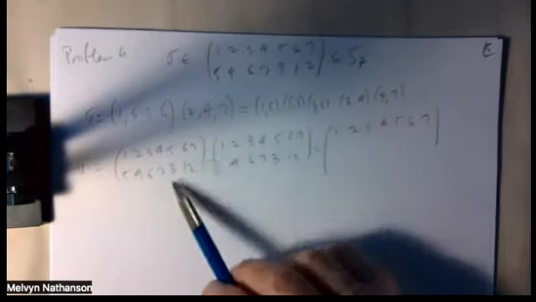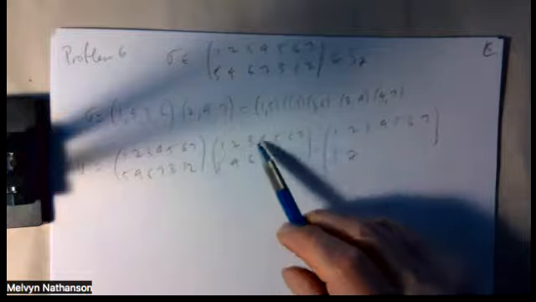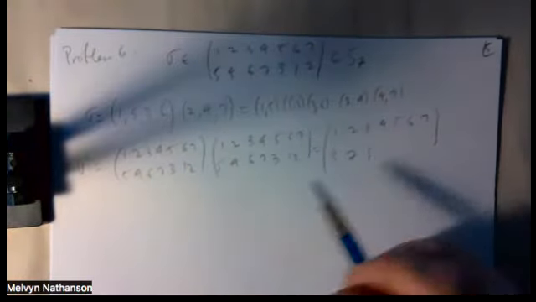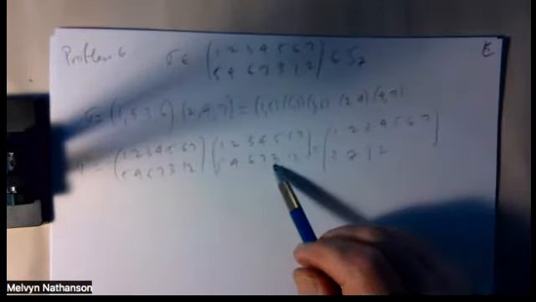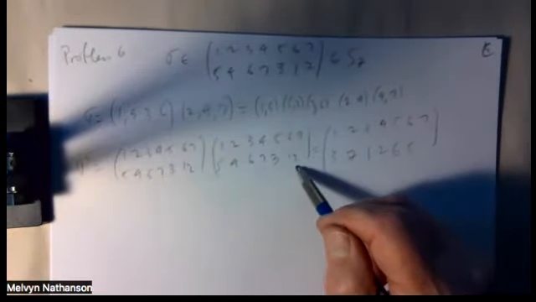So when I compose these two functions, you always have to remember a permutation is a function. What happens to the number 1? 1 goes to 5 and 5 goes to 3. 2 goes to 4 and 4 goes to 7. 3 goes to 6 and 6 goes to 1. 4 goes to 7 and 7 goes to 2. 5 goes to 3 and 3 goes to 6. 6 goes to 1 and 1 goes to 5. 7 goes to 2 and 2 goes to 4. So in standard form, this is sigma squared.